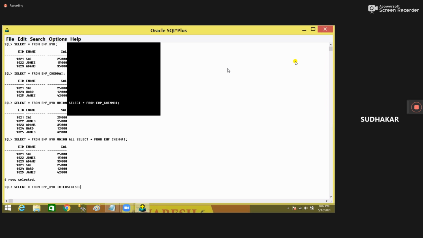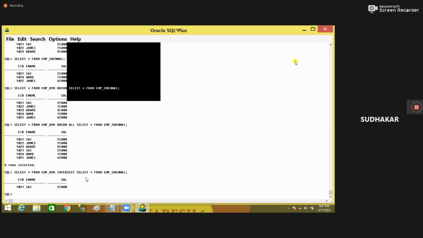Okay, so now let me see here. Select star from EMP underscore Chennai, and execute now. So who is common? 1021 Sai 25,000. This employee is a common employee, and this employee is working in both branches.